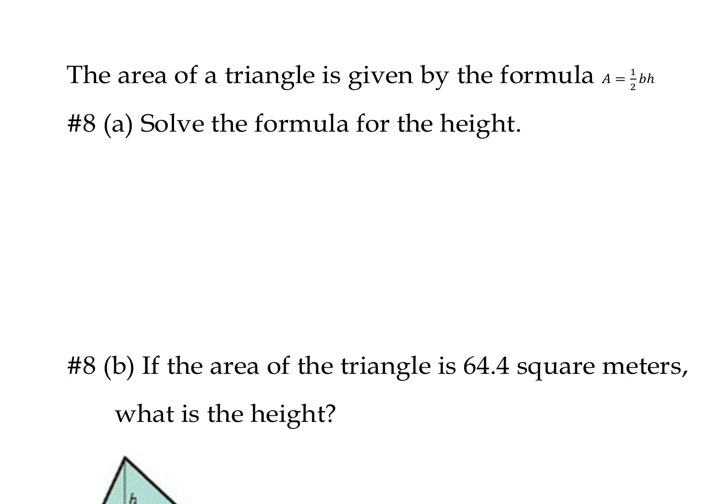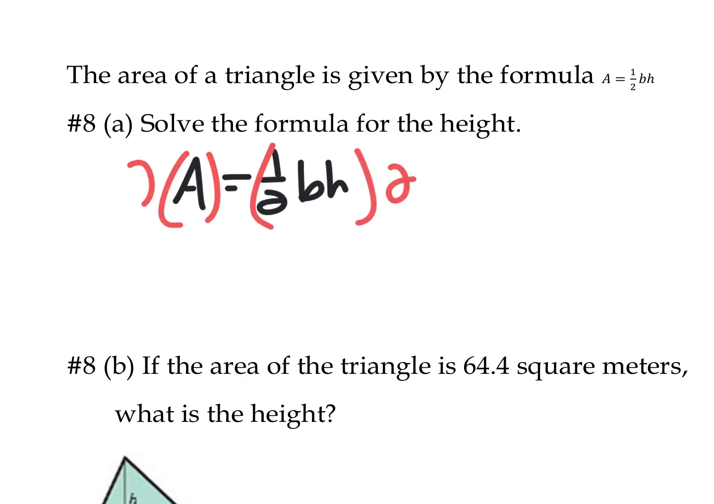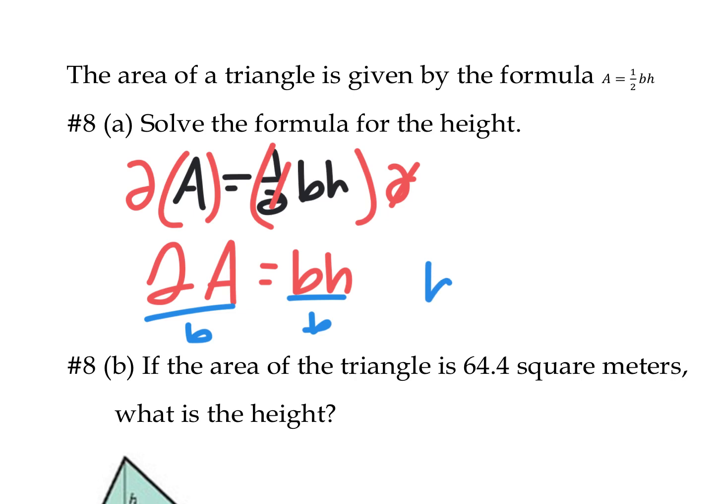So I'm going to rewrite that formula down here just so I can write on it a little easier. 1/2 base times height. So I can multiply this side by 2 and this side by 2. I'll get 2A equals BH, because the 2 and the 1/2 cancel each other out. And I want to get the height by itself, so now I need to divide by B. So the height equals 2A over B. So height is equal to 2 times the area divided by the base.